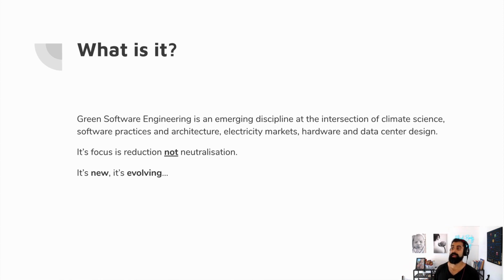And by offsets, we count not only what you might consider offsets, like planting trees. We need offsets, offsets are very, very important, and I'll go into why we don't focus on neutralization in green software engineering. But we don't include offsets for things like trees, and we also don't include renewable energy credits and other electricity-based offset products. And we'll go into details why.